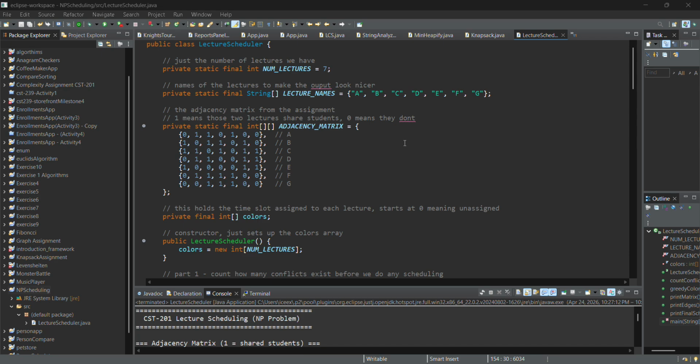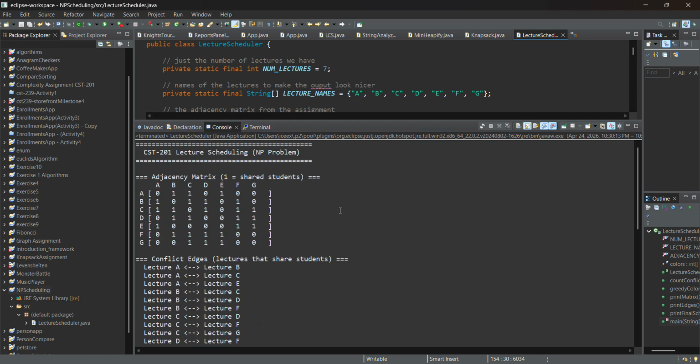Next line, and this is my lecture schedule assignment. So the goal of this was to make sure we schedule lectures so that no two classes that share students occur at the same time. Obviously, because a student can't be in two places at once. And on top of that, we have to find out how many conflicts there are before we run the algorithm. So I'll run the program, and then we can talk through it.